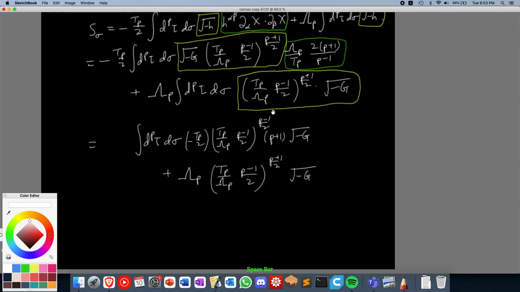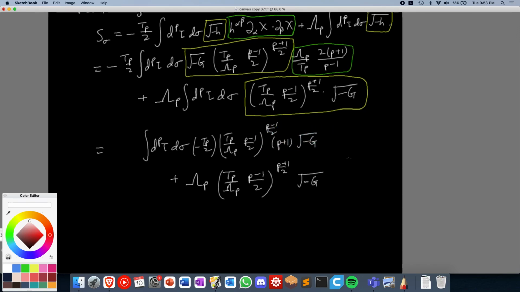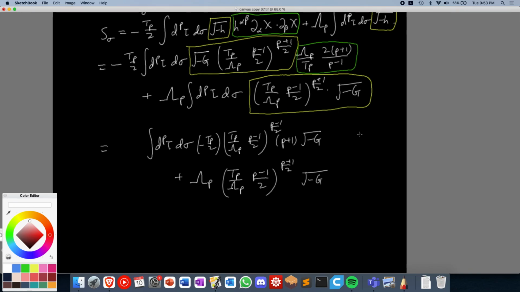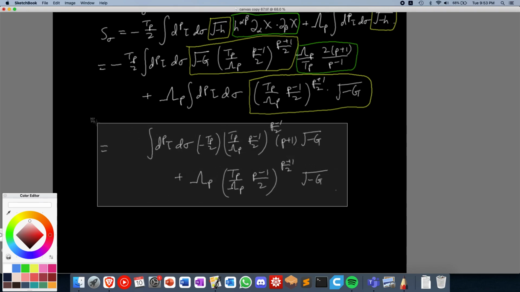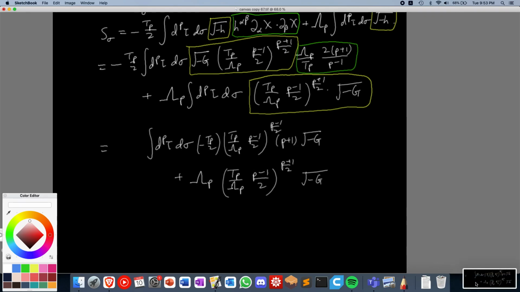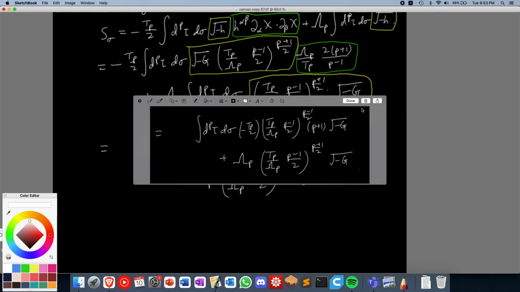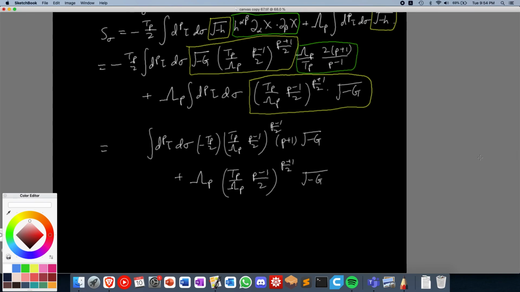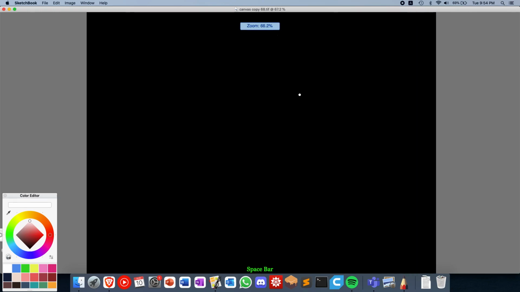Oops, it appears we have come to the end of the page. So I suppose I will take a screenshot of this equation, and then I'll blow it up. I'll bring this there, and I'll go to the next page.